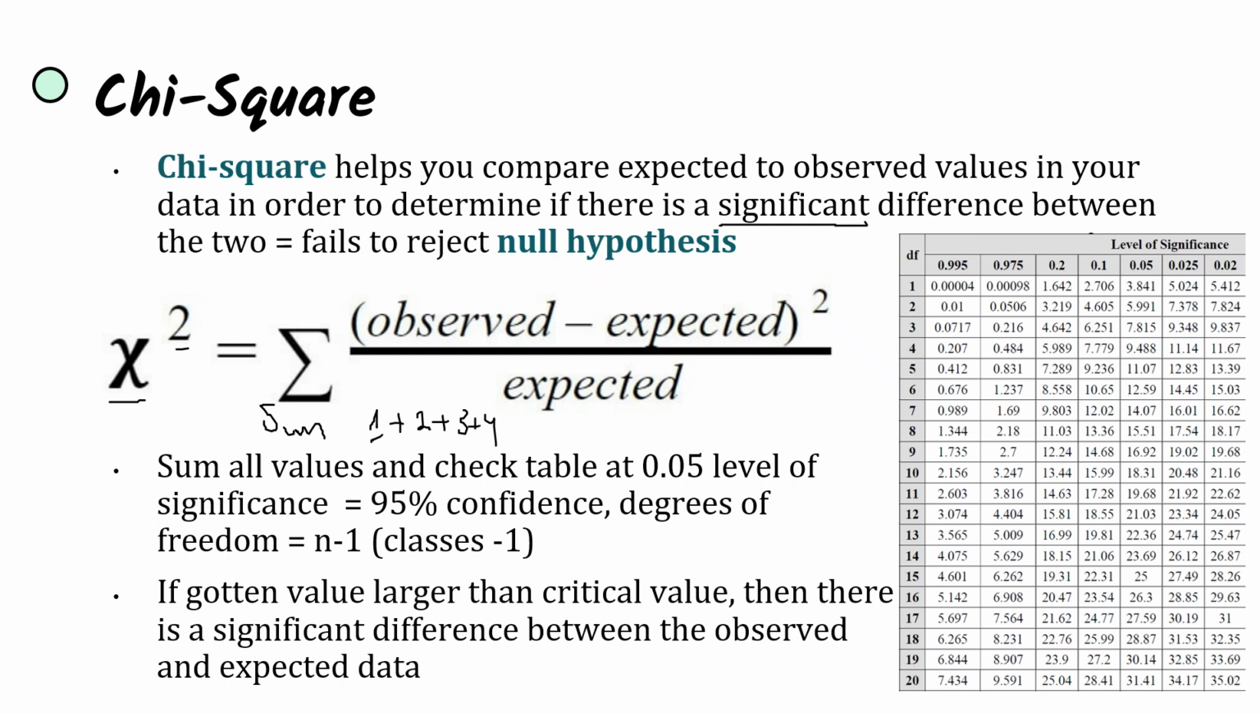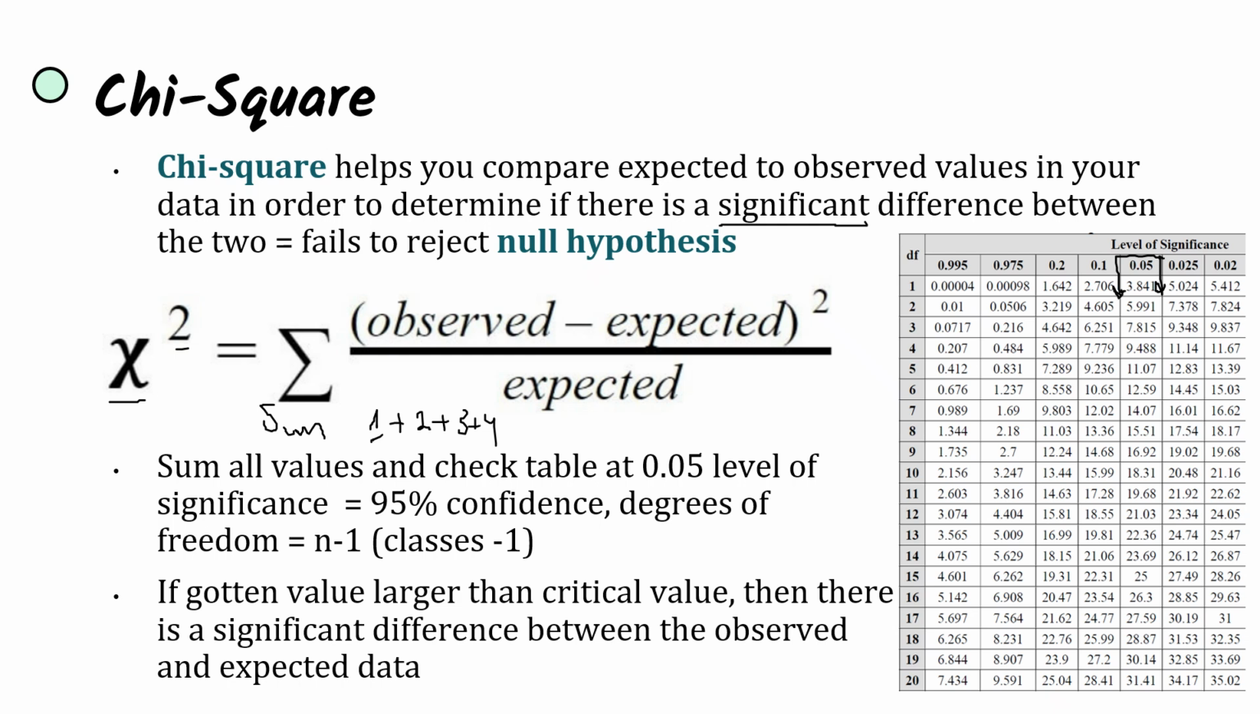And so once you sum all values, you want to check your table at the 0.05 level of significance. That means that you have a 95% confidence in whether or not this is going to be a significant difference, and we don't really need to go more specifically than that for this course. So you're going to be using, and this is a diagram that will be provided on the AP exam, this column right here that's the 0.05 level of significance.